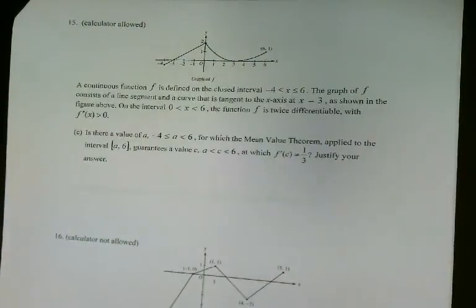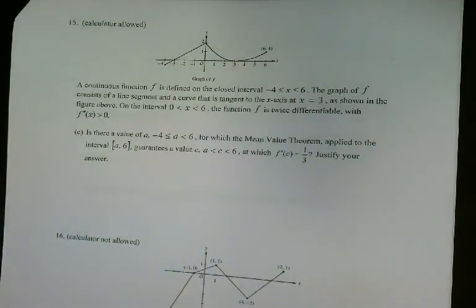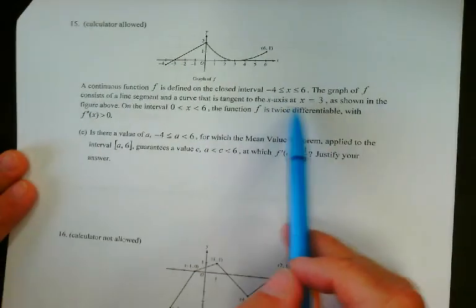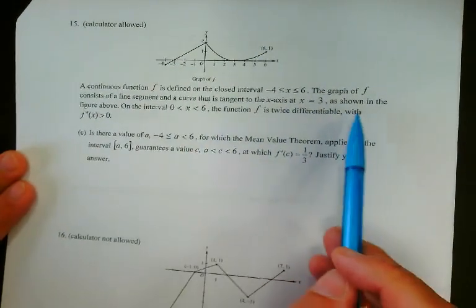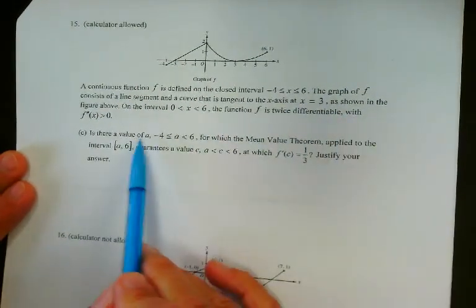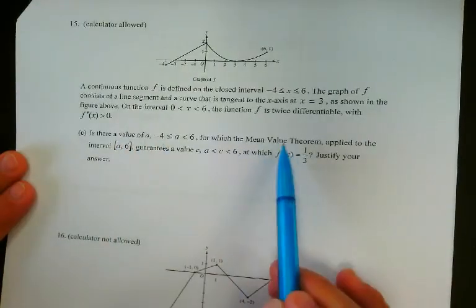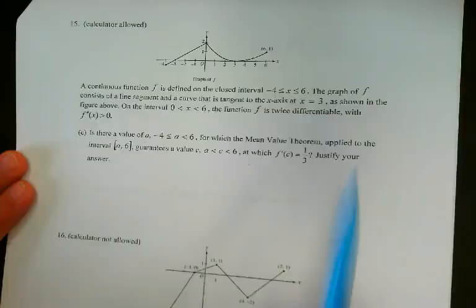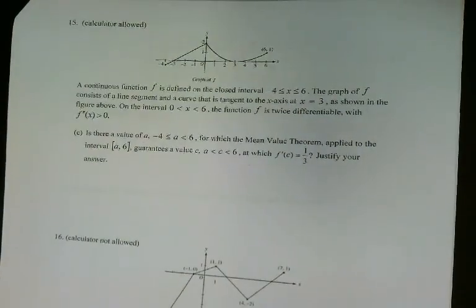Let's see if anybody else sticks out here. Go ahead and try 15. A continuous function is defined on the closed interval. The graph consists of a line segment along the x-axis. It is twice differentiable. Is there a value a for which the Mean Value Theorem guarantees a c with f prime of c equal to 1/3?